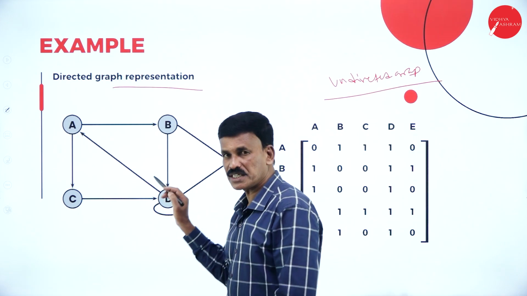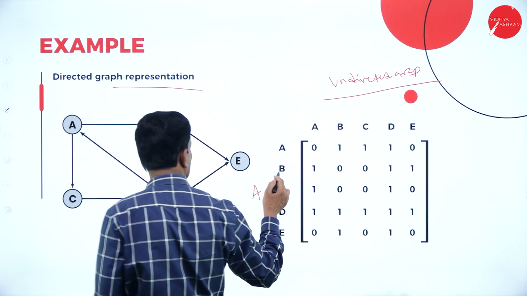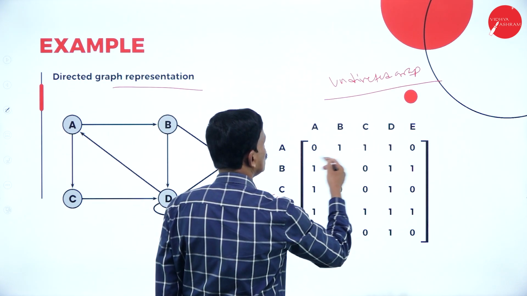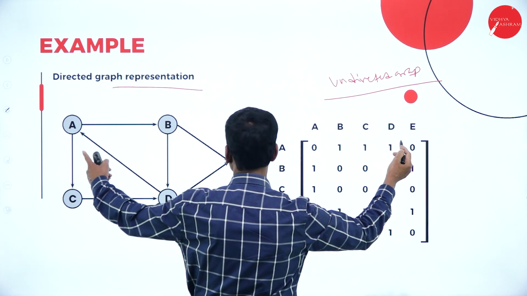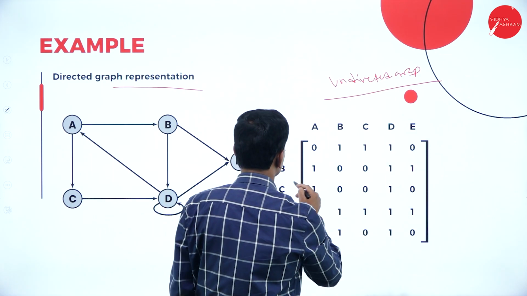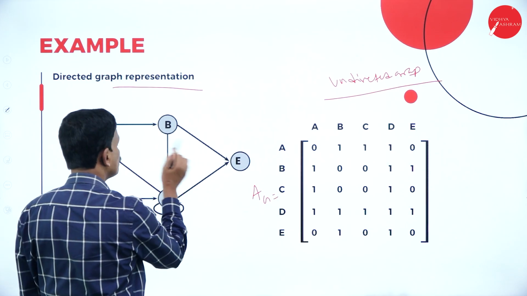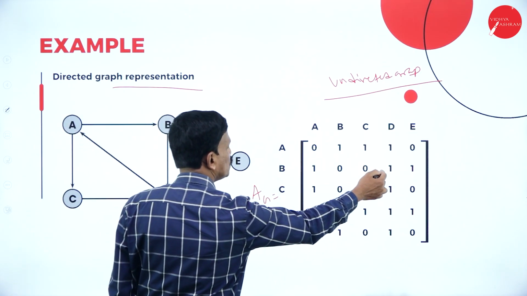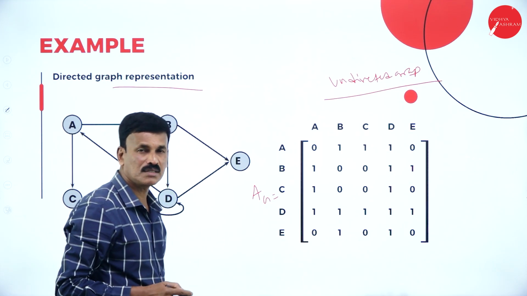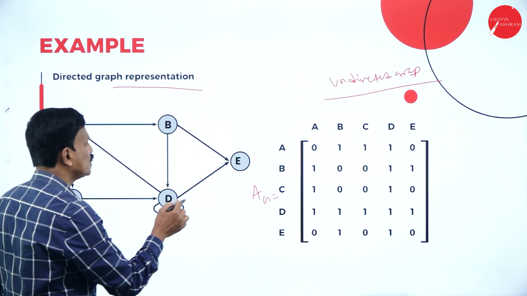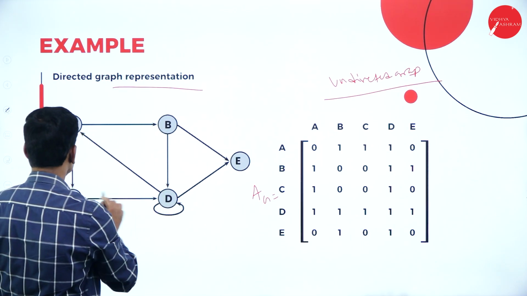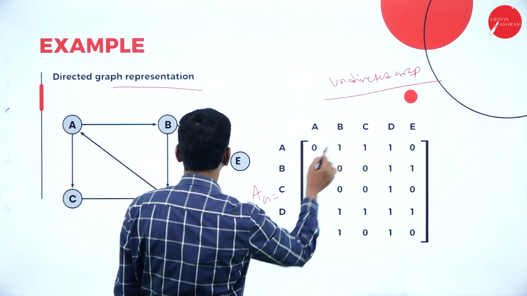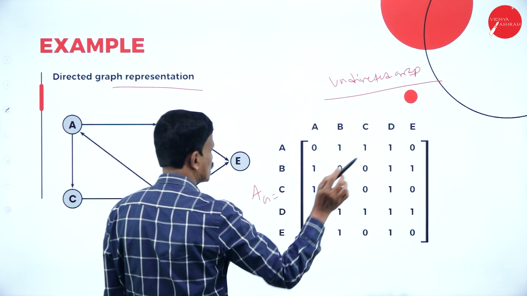If the directions are not given, then we can easily write A to A is 0, A to B is 1, A to C is 1, A to D is 1, and A to E is 0. Similarly, B to A, if it is undirected, is 1, B to B is 0, B to D is 1, and B to E is 1, and the remaining cases are 0. C to A is 1, and C to D is 1, remaining cases are 0.